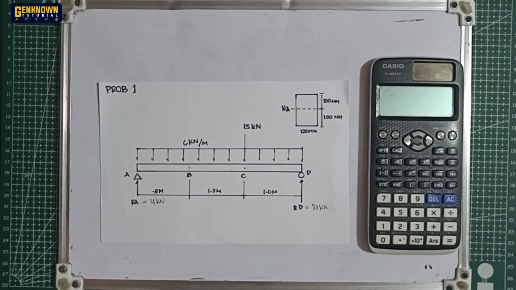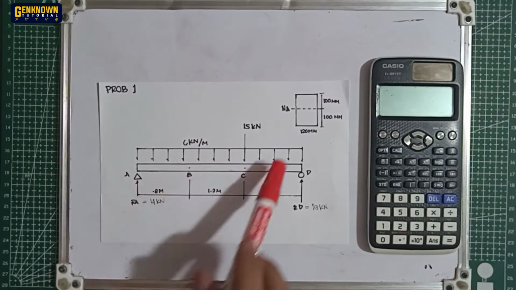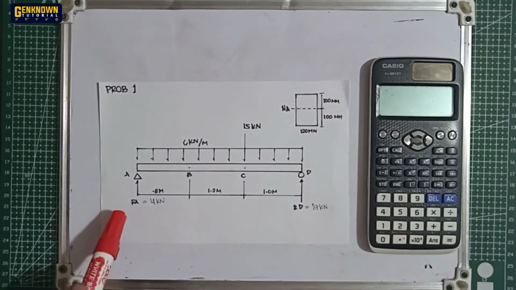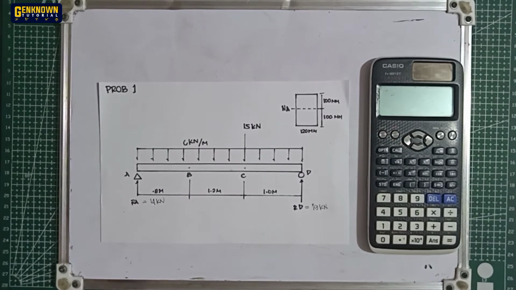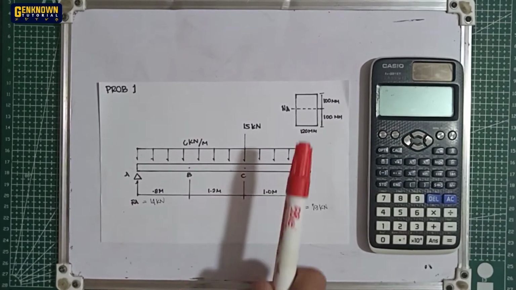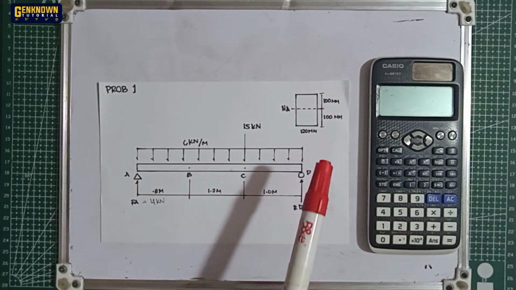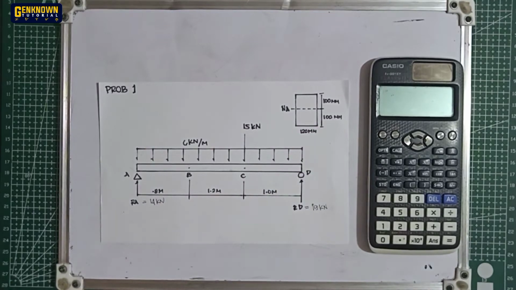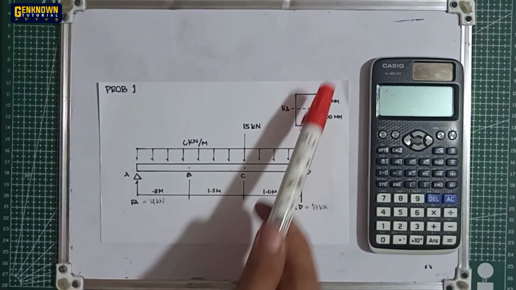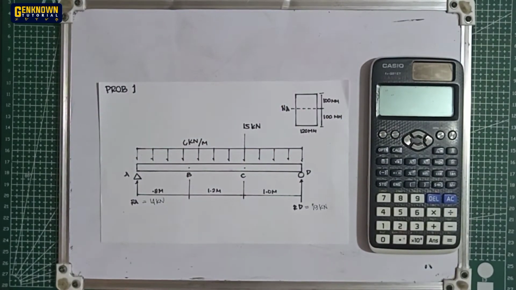I'm pretty sure na marunong na kayo or alam nyo na yung mga formulas na ginagamit dito sa flexure formula. Okay, we have problem number 1 here. It has a given figure with unknown RA and unknown RD, with a cross-sectional area na rectangle na merong 120 mm by 200 mm. So, from the neutral axis, meron tayong 100 in both parts. Or kapag hinati natin yung 200 mm, magkakaroon lang tayo ng 100 mm at 100 mm.